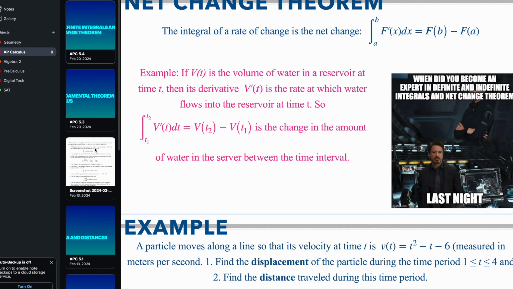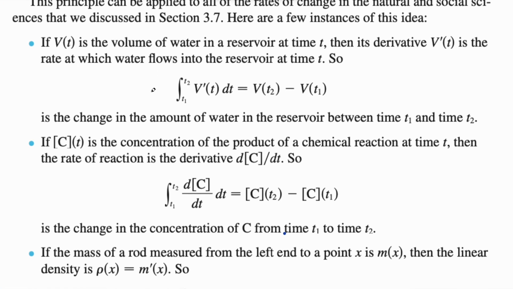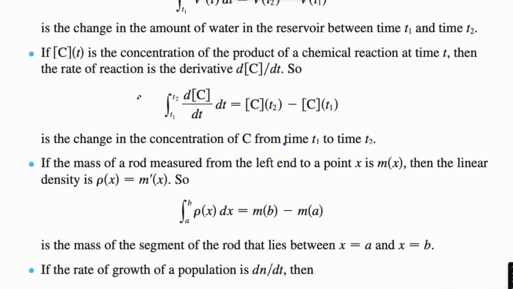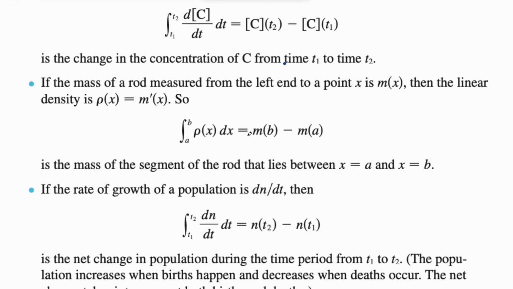There are other ways you can see this. We talked about the volume. You also have like a chemical reaction. And if a function c of t is a concentration of product, then the derivative of the function is basically going to be the function from your final time and your initial time. That's going to be the change in concentration.